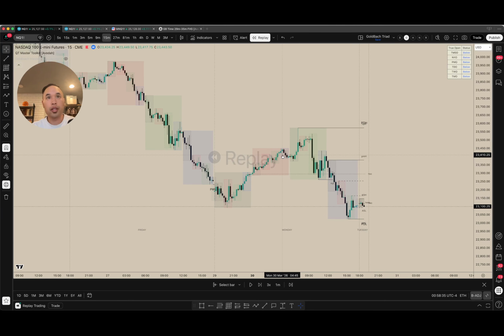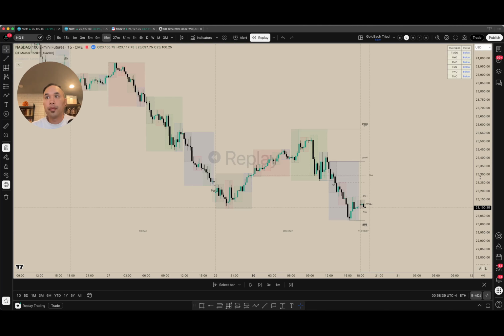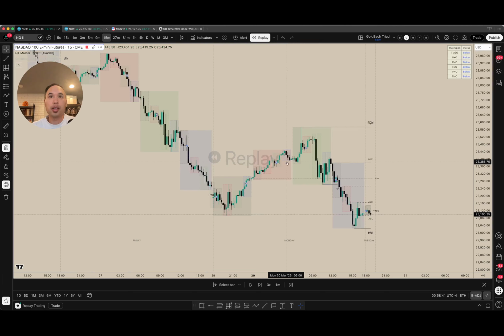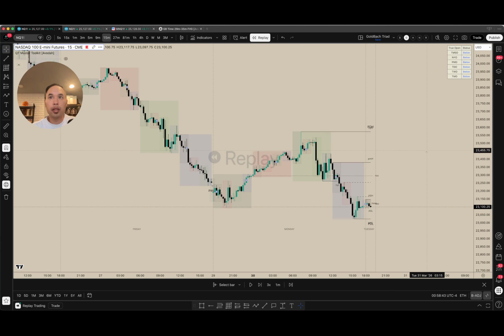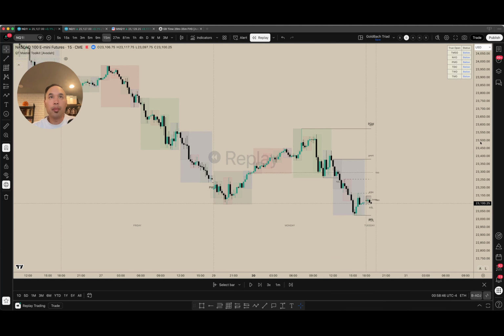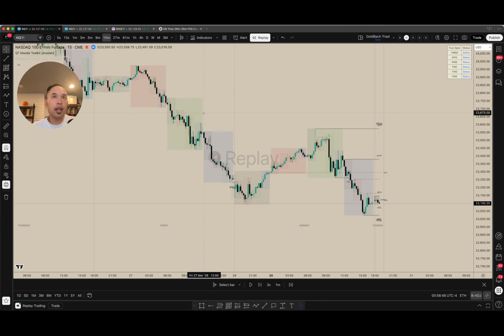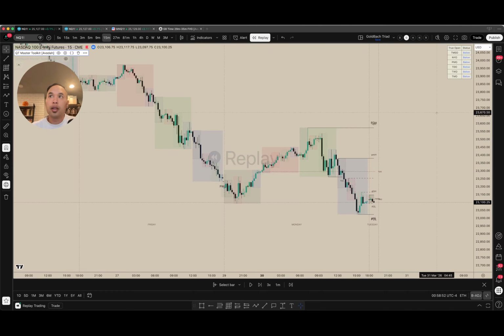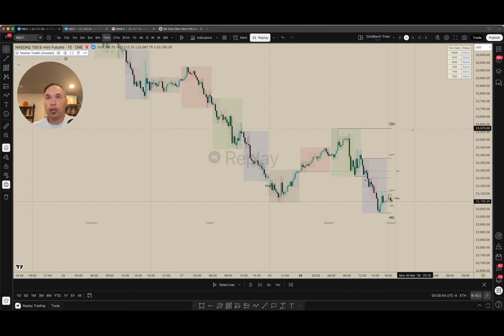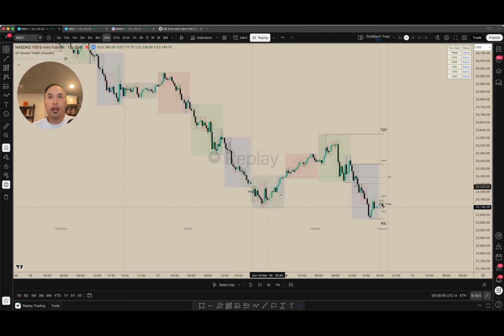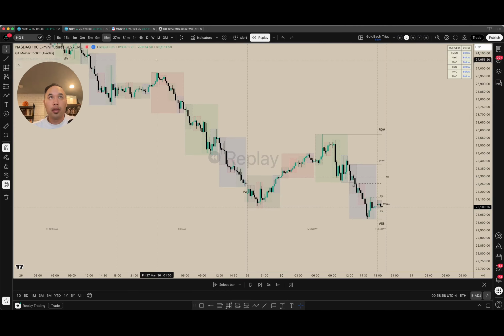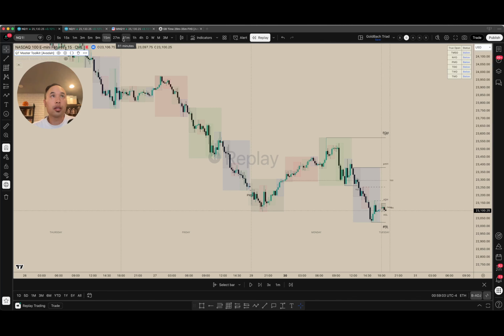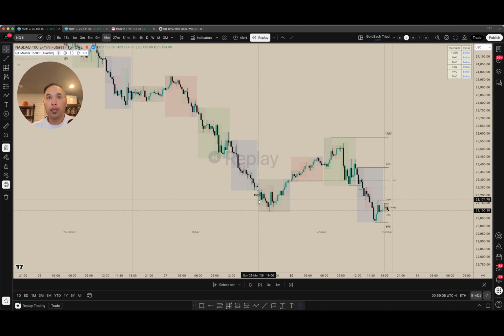Actually, there's another main concept of quarterly theory, which is AMD and AMDX. A main concept within ICT is AMD, which stands for Accumulation, Manipulation, Distribution. And it's traditionally taught within ICT circles as open, low, high, close. Let's see if we can find an example here. Yeah, let's look at this.